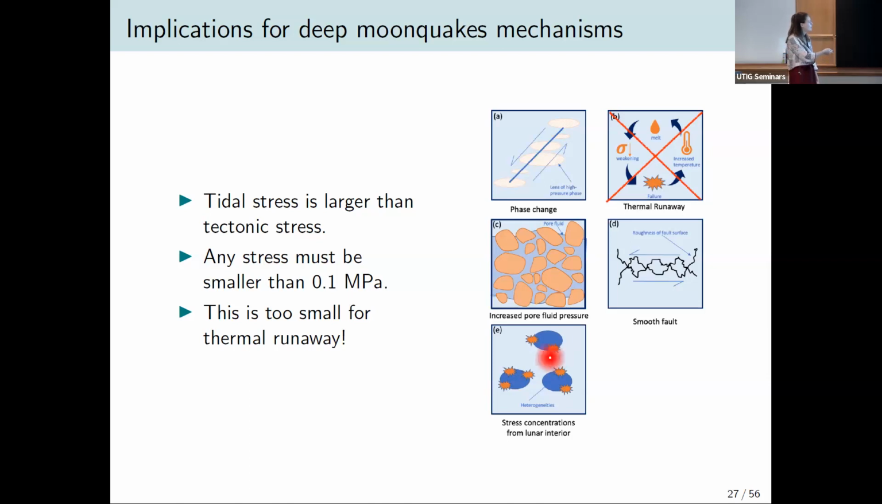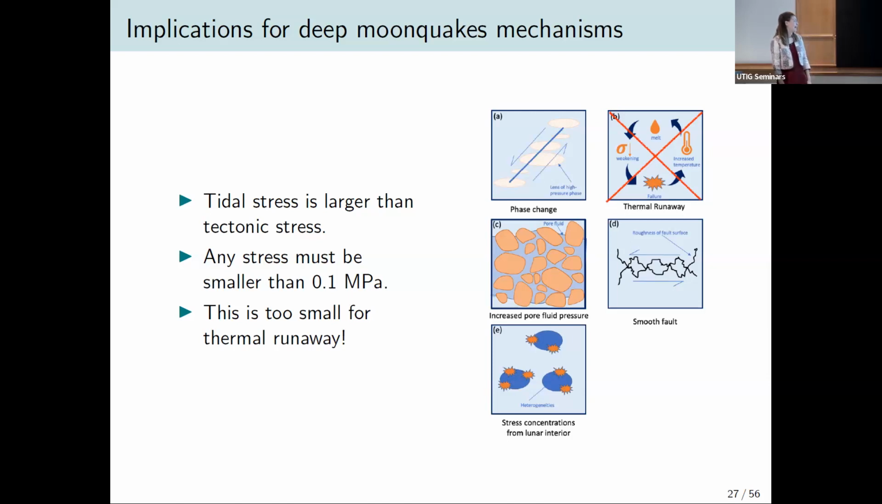And for this thermal runaway model, which is where the fault slips a little bit and then it heats up and then it gets weaker and it can slip more, you need some initial big stress to get that first slip that starts the runaway process. And modeling of this thermal runaway suggests that you need something a lot bigger than 0.1 MPa to start off this runaway process. So maybe that means that we can rule out one of these possible mechanisms for deep moonquakes.